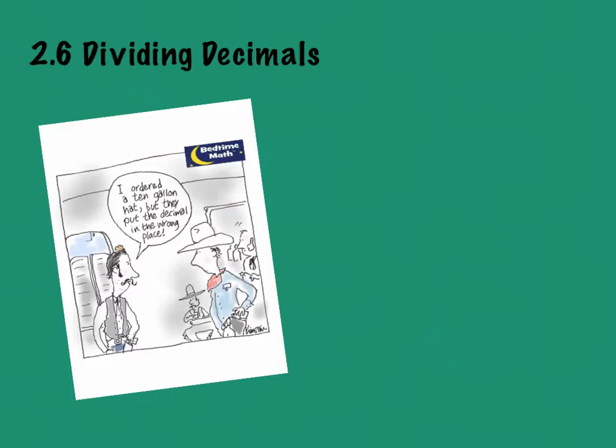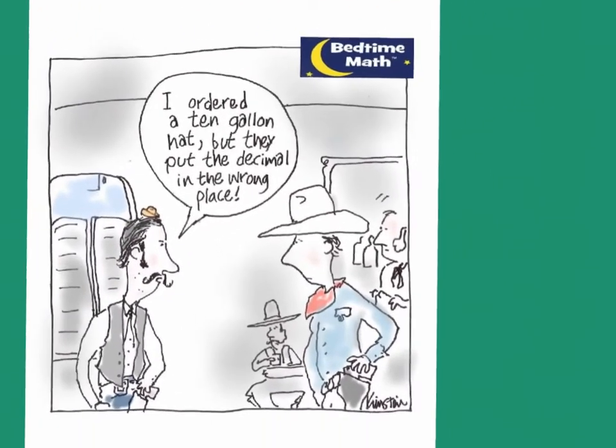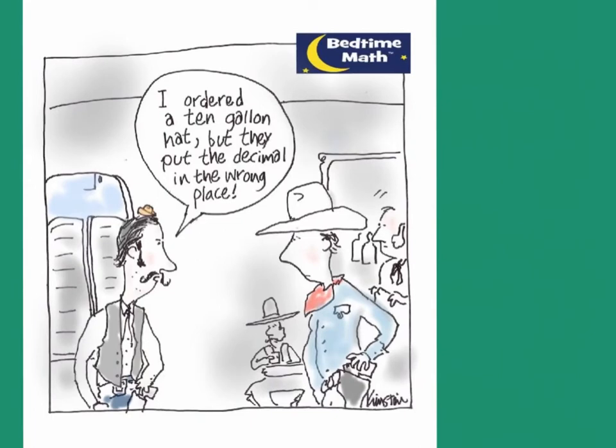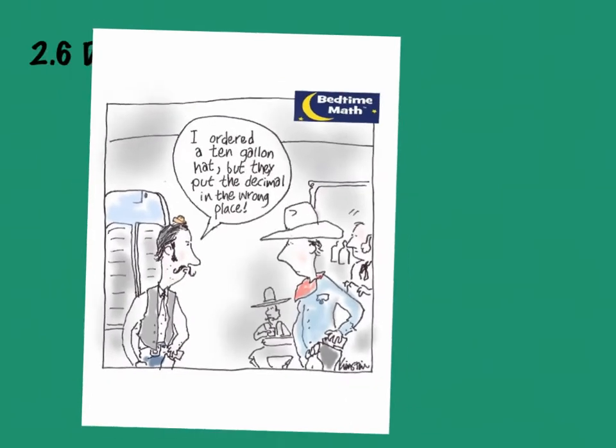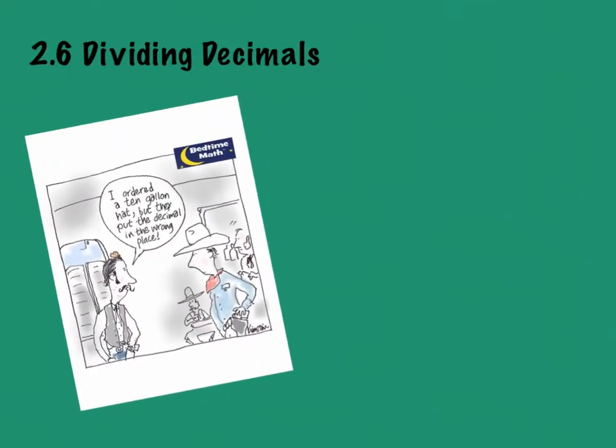And I'm starting to try and put some funny things in here. And you can see this little comic that I have. It says, I ordered a 10-gallon hat, but they put the decimal in the wrong place. And the reason that's funny is when you put the decimal in the wrong place, it can change the value or change what you're talking about. And so this guy's 10-gallon hat is now like a tenth of a gallon hat. So that's why that's kind of funny. So anyway, let's move on and let's talk about some dividing decimals.